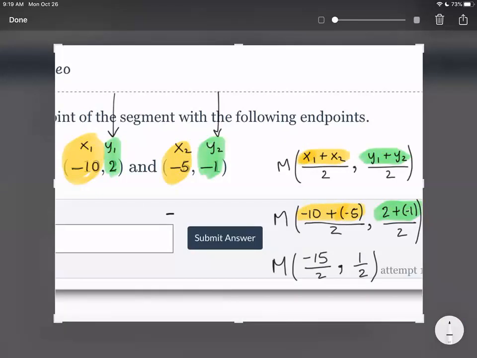Any questions? So then how would we put it in where we submit the answer? Yeah, I'll get to that. Sorry, we weren't done yet. So then I know it's easier to type a decimal, so we're going to turn this into decimals. -15 divided by 2 is -7.5, comma, 1/2 is 1 divided by 2, that's 0.5. So what we're going to type in is -7.5, comma, 0.5. So before I type it in, does anybody have questions on how we got here?